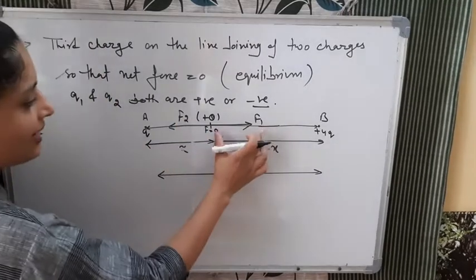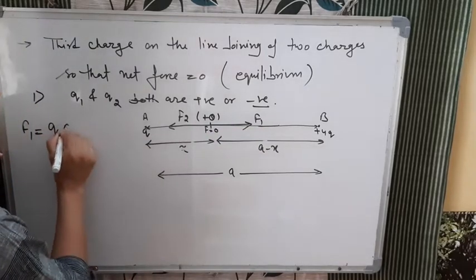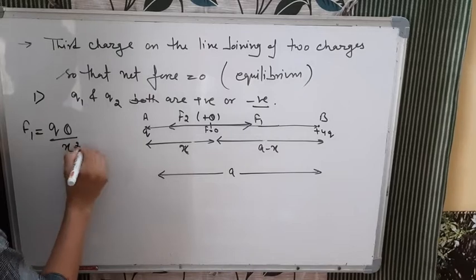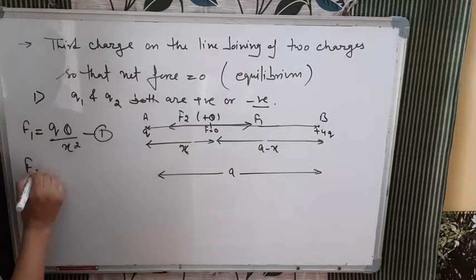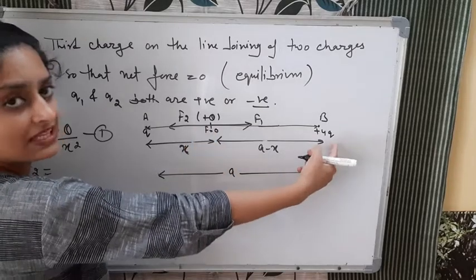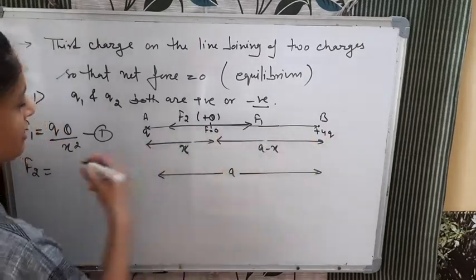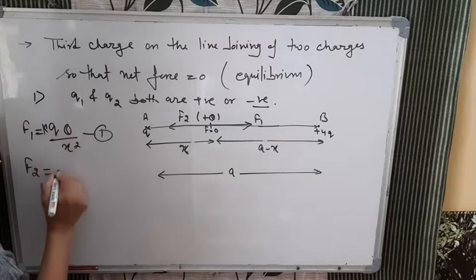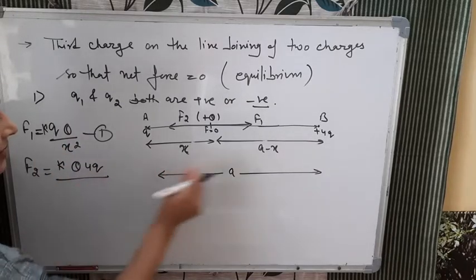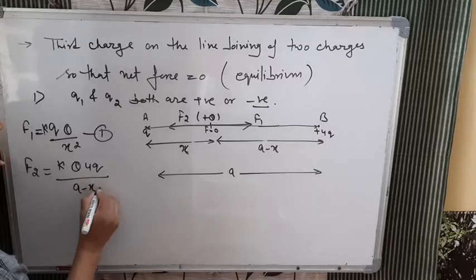F1 will be what? F1 will be K, this small q, capital Q divided by this distance. This distance is what? X square. This is equation 1. F2. F2 is the force on this charge plus Q due to this plus 4Q. So take out that force. What will happen? K is also here. K, capital Q and then 4Q divided by this distance, A minus X whole square.